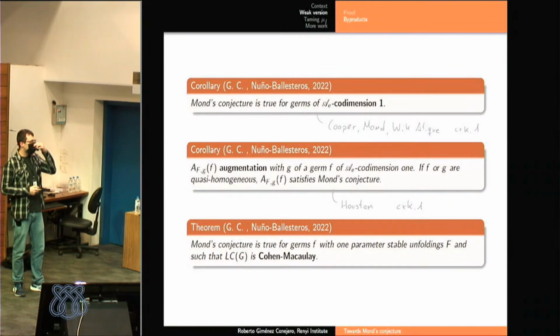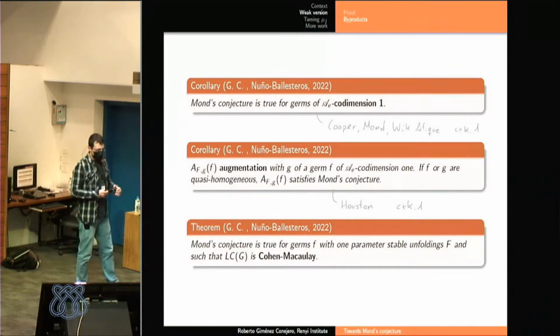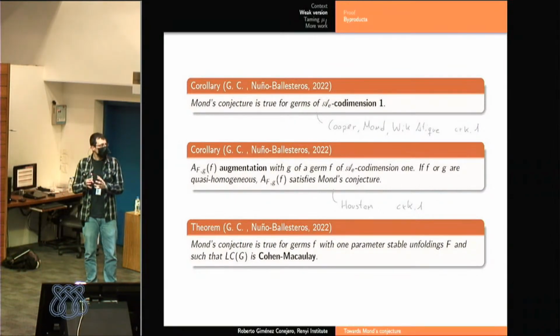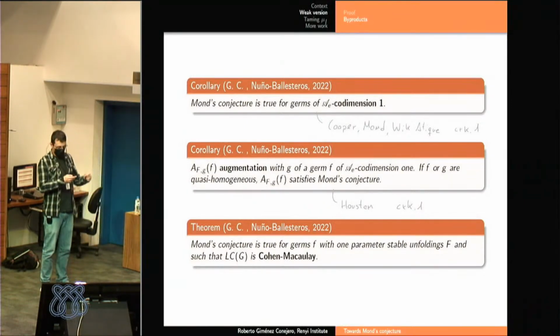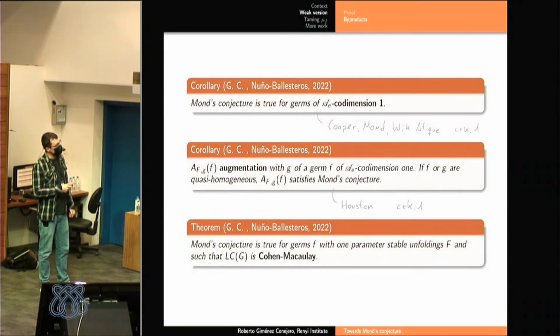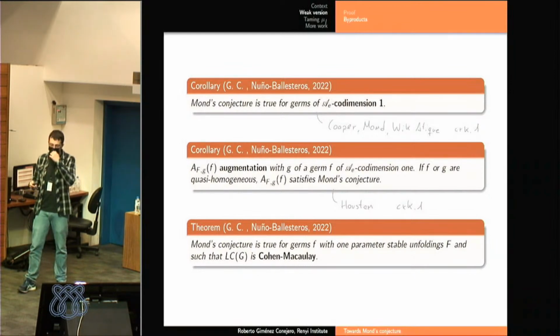And one thing that is very interesting is that this logarithmic characteristic variety is controlling more than just the positivity. It is controlling in some way the image Milnor number. So if this variety is Cohen-Macaulay, then for germs with one parameter stable unfolding, OPSU, we can prove Mond's conjecture. So Mond's conjecture is true. So if you have an OPSU and this guy is Cohen-Macaulay, this is giving you extra structure.